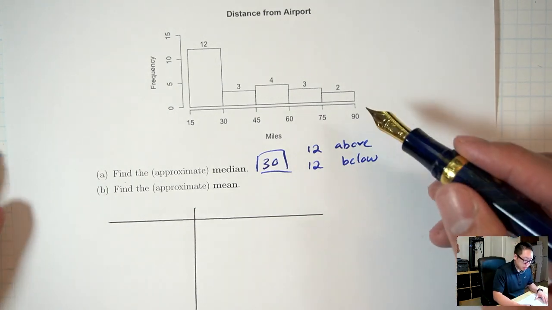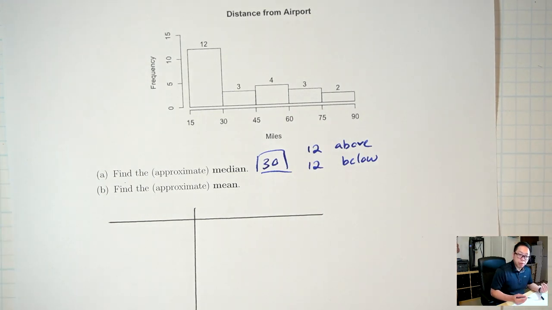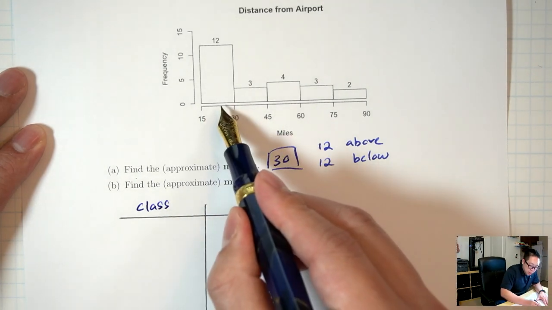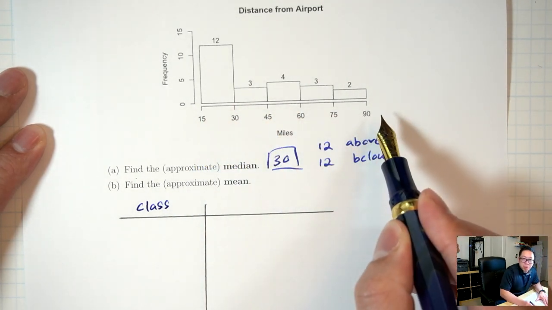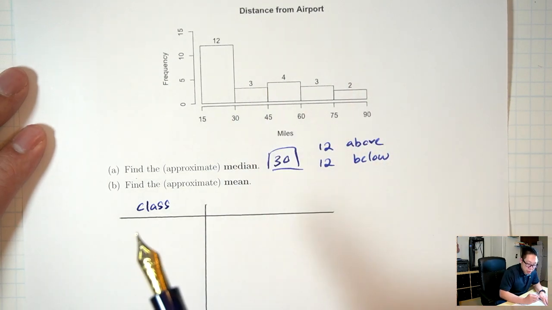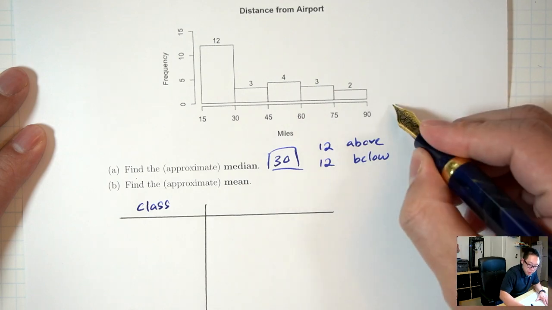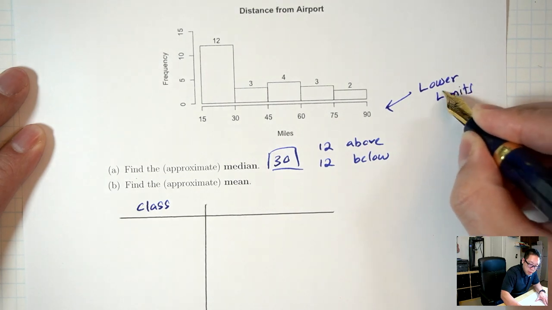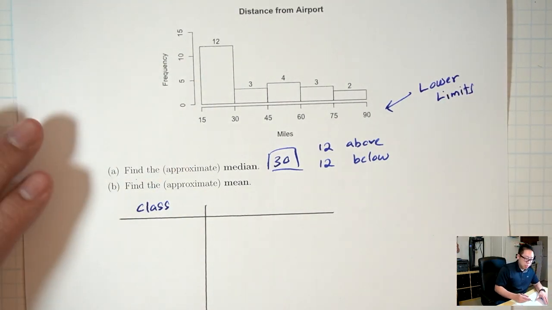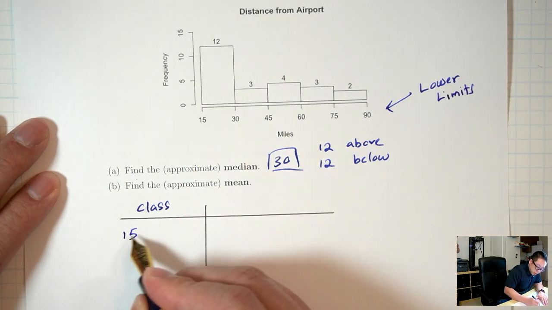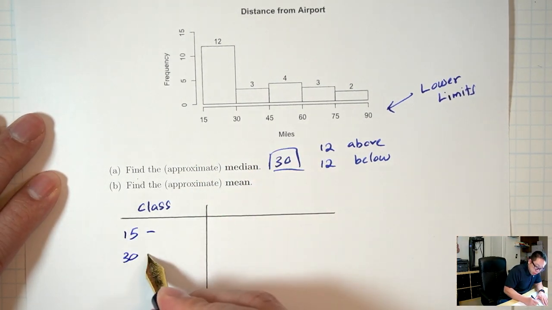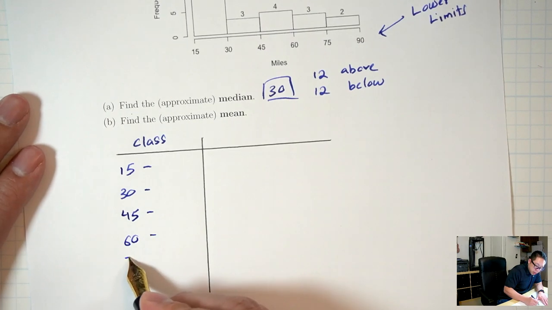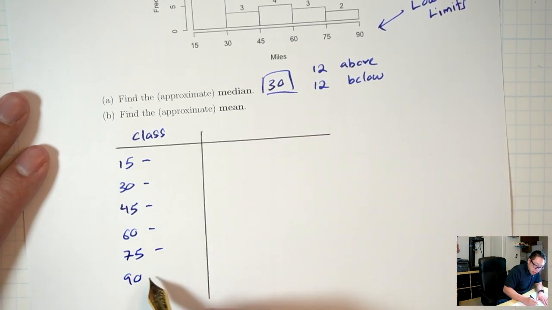Okay, so how do I go from a histogram to a table? Well, I first have to make the ranges, which are the classes. And we have to remember the numbers down here are the what? The lowers, the uppers, the midpoints? On a histogram, the numbers down here are the lowers, which means they are the lower number of each range. So my ranges are going to be 15 to something, 30 to something, 45 to something, 60 to something, 75 to something, and 90 to something.